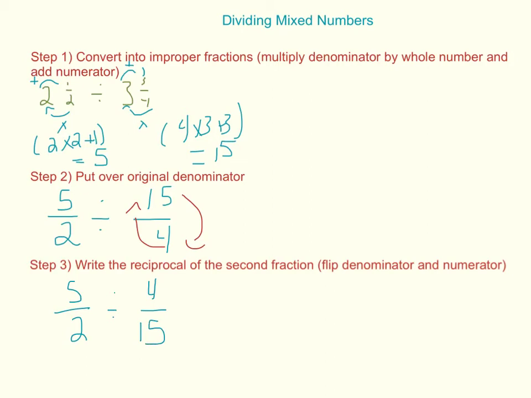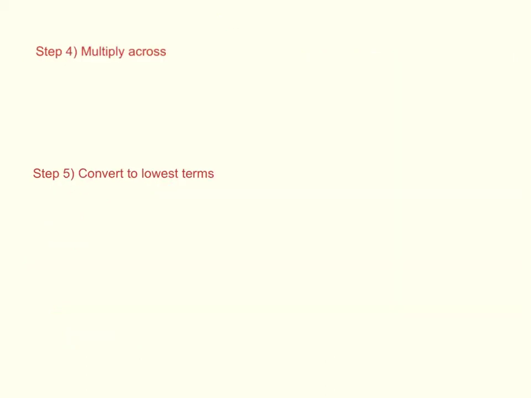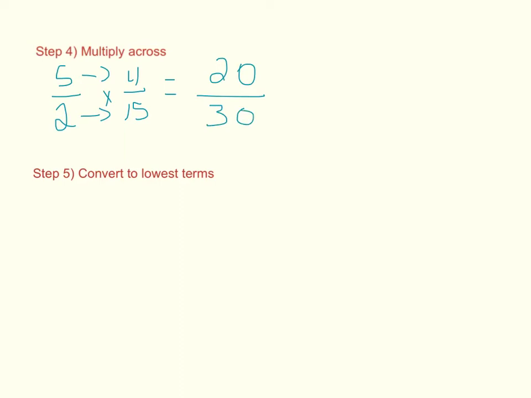Now let's look at step 4. Step 4 says to multiply across. And just to make sure you remember, we have 5 over 2, and we've got 4 over 15. Multiplying straight across, we get 20, and 2 times 15 is 30, so we get 20 over 30.